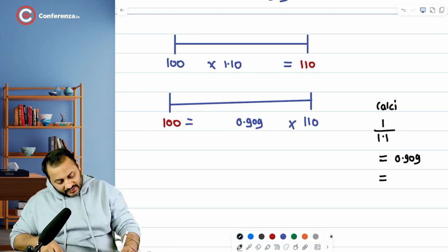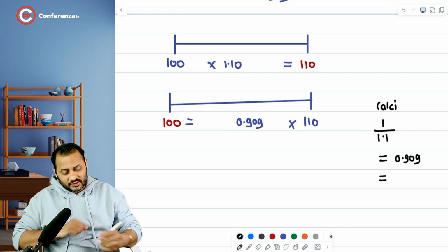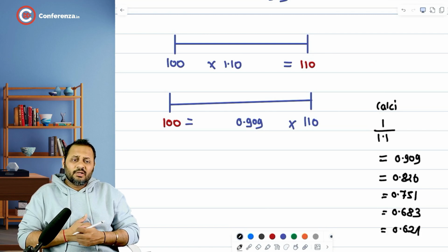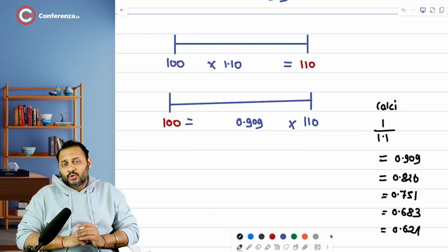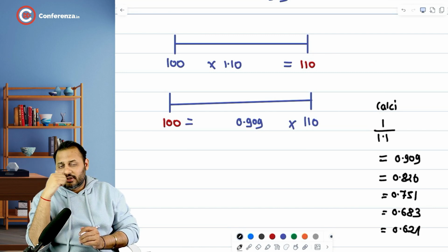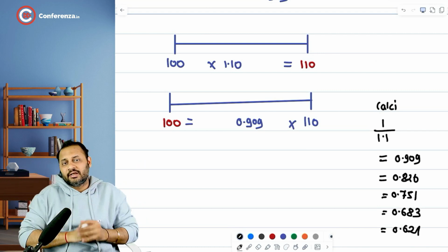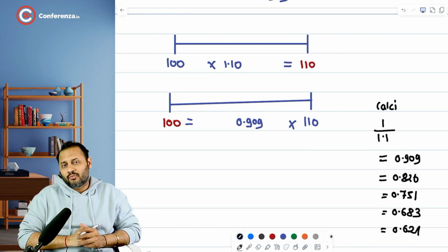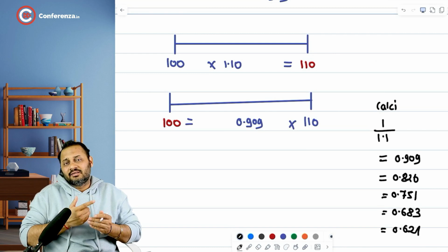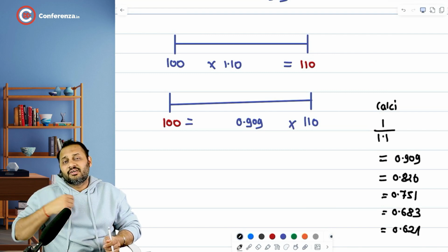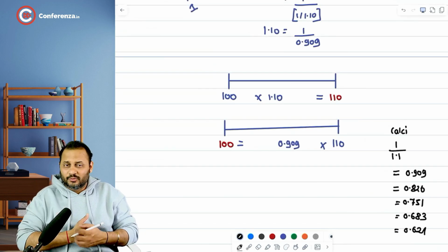Then if you again press equals, you will get 0.826, then 0.751, then 0.683, then 0.621. What does that 0.621 mean? 0.621 is the 5th year's present value factor. That means if you have to bring some cash flow back from the 5th year to time 0, you can use that figure of 0.621. It is nothing but discounting, calculating the present value of a cash flow from the 5th year to the 0th point. You will understand this more in the next part.